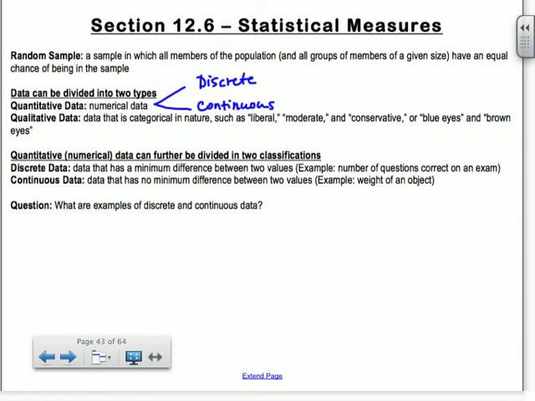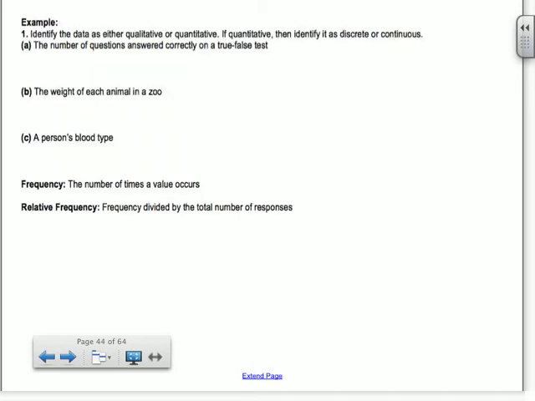All right, so we have lots of different examples. So number one, it says identify the data as either qualitative or quantitative. If it's quantitative, then list if it's discrete or continuous. So the number of questions answered correctly on a true-false test. Qualitative, quantitative? Quantitative, it's a quantity, right? It's a number.